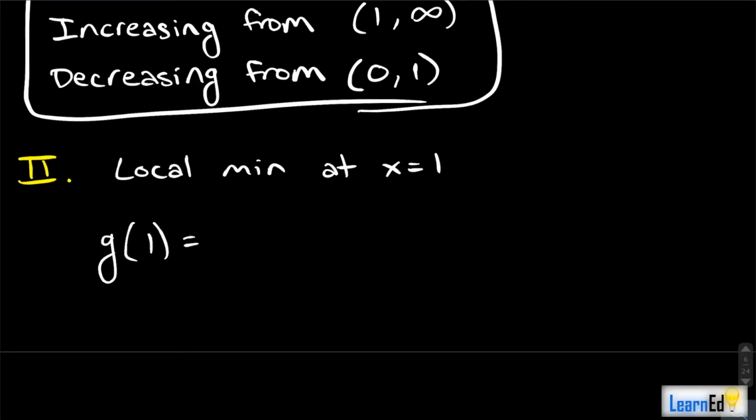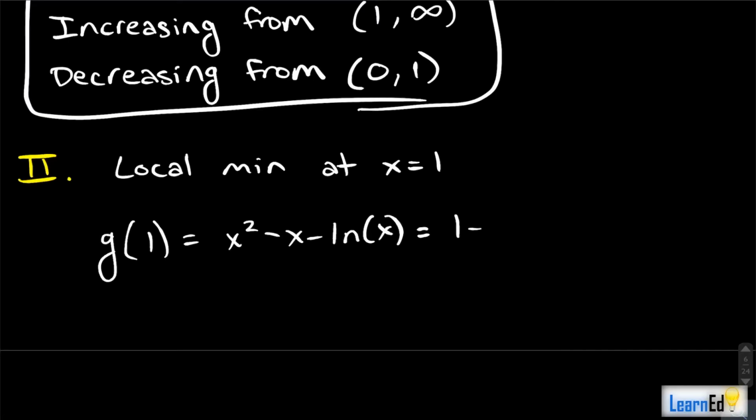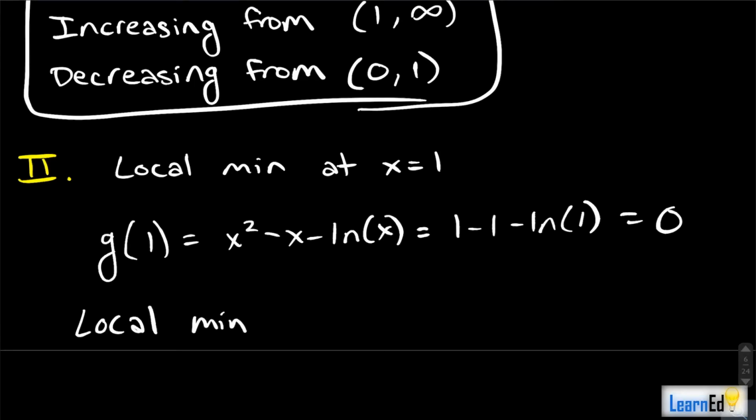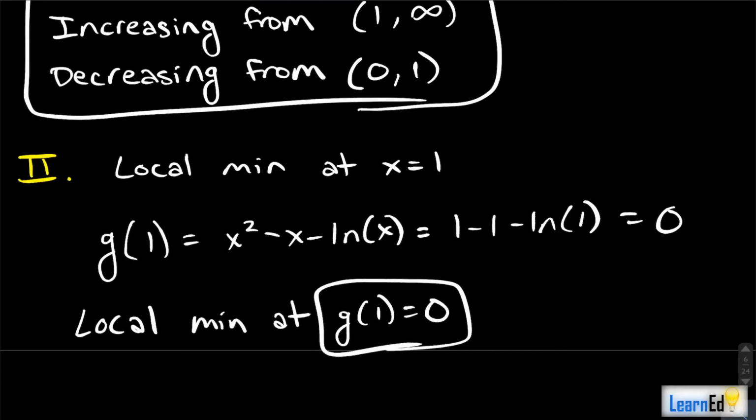Remember, our function is x squared minus x minus natural log of x, which gives us 1 minus 1 minus the natural log of 1. Natural log of 1 is 0, 1 minus 1 is 0, so we just get a big 0 here. So we can write we have a local min at g of 1 equals 0. That is our second part. Actually, I'll circle the whole thing.